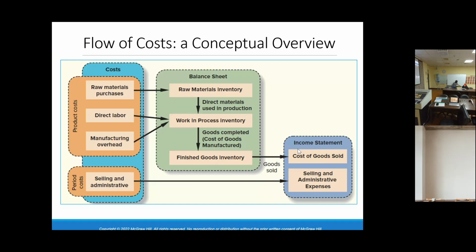I think that's right. For income statement, we have expenses, right? Yeah. And revenue. Yeah.